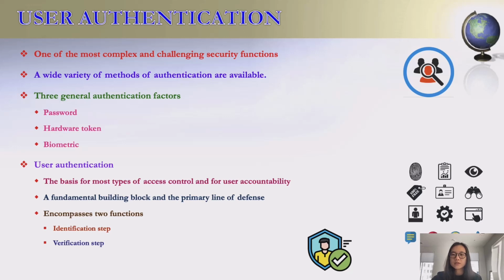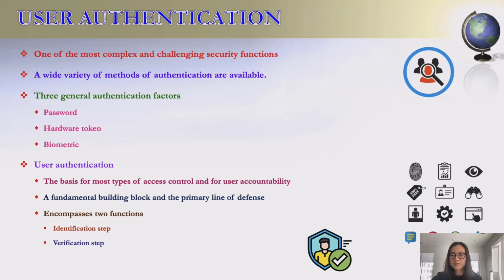User authentication covers two functions. The first function is the identification step. The identification step involves presenting an identifier to the security system. And the second function, the verification step, involves presenting or generating authentication information that corroborates the binding between the entity and the identifier.